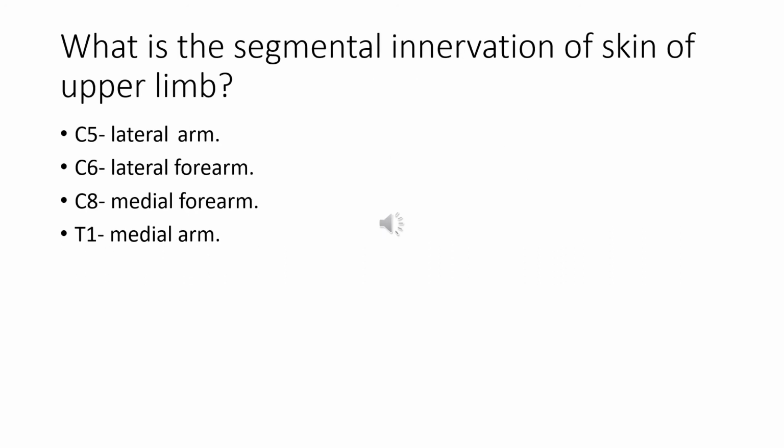What is the segmental innervation of skin of the upper limb? So here we have to go from the outer surface down and then through the inner surface up. So C5 is to the lateral arm, C6 is to the lateral forearm, C8 is to the medial forearm, and T1 is to the medial arm.